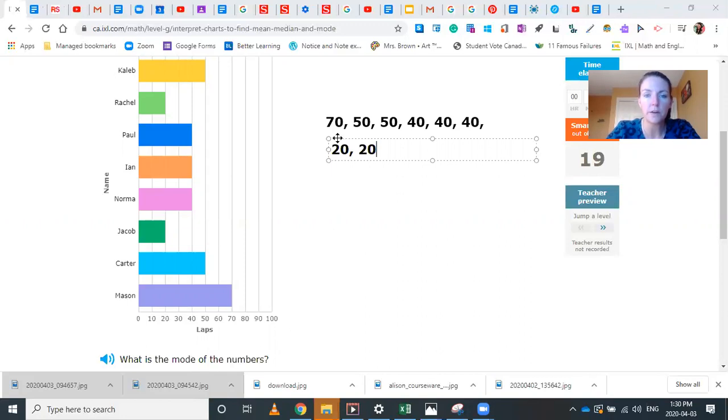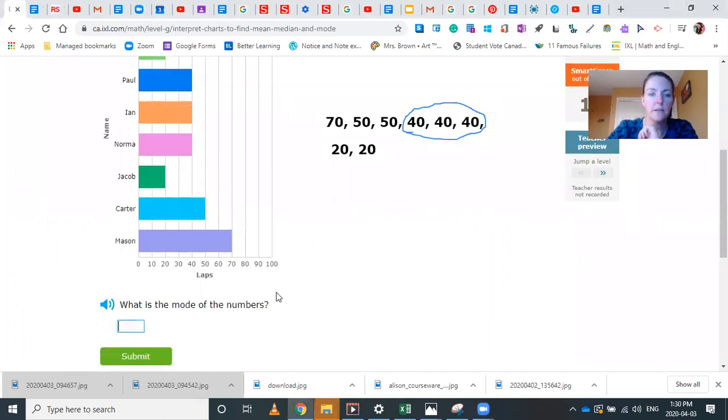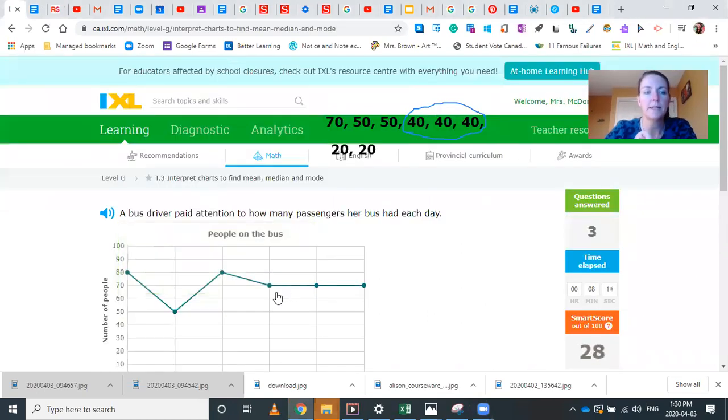So we've got to look, okay, there's only one 70. There are two 50s, so 2 is our highest right now. We've got 3 40s, so 3 is our highest, and we've got 2 20s. So the 40s are going to be my mode because we've got the most of those. All right, so we put the answer in here. 40 is the mode of these numbers. All right. Let's go and have a look at what T4 has for us.